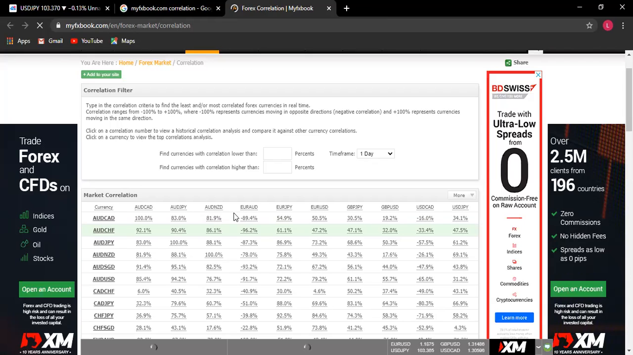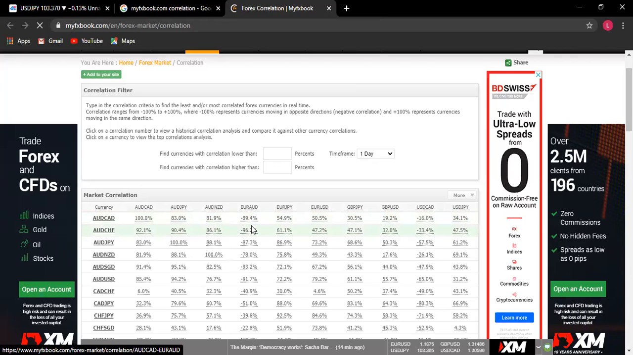Now see EUR/AUD is minus 83.4%. That means EUR/AUD is correlating negatively with AUD/CAD. That means if AUD/CAD is buying, EUR/AUD should be selling, should not be buying, because they are correlating negatively and it is a bit strong. 89.4% is strong.